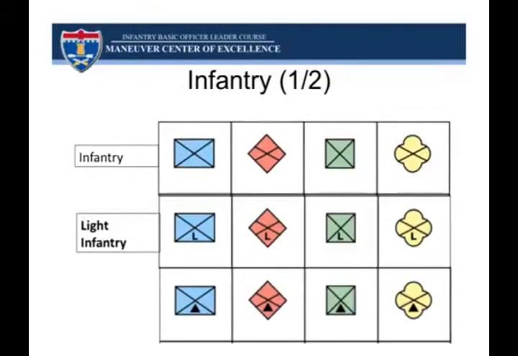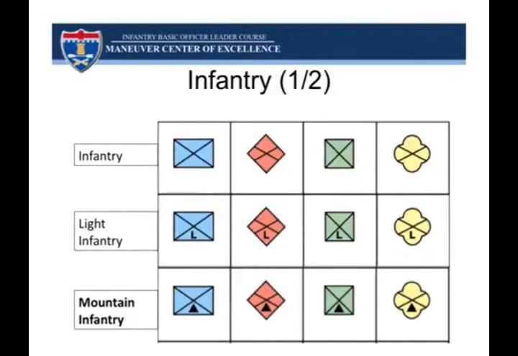The next type of infantry unit is the light infantry symbol. It's the same as the generic infantry symbol, but it has an L along the bottom line. The third type of infantry symbol is the mountain infantry unit. It's the same as the infantry unit symbol, but it has a shaded triangle in the bottom center to represent a mountain.